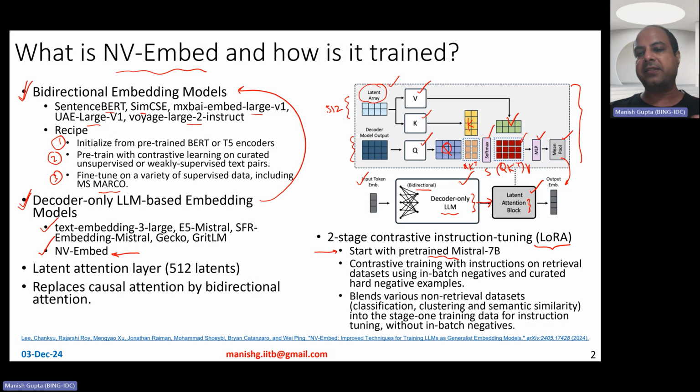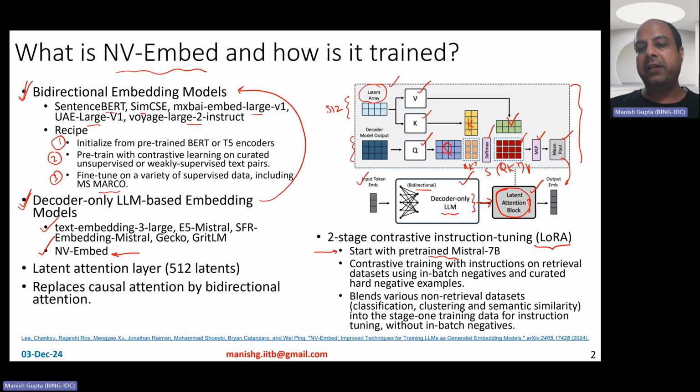It's more or less the same as the Mistral 7 billion, except for two changes. The causal attention mask is removed so as to have bidirectional attention, and there's an extra latent attention block which is added for pooling and getting the final embedding.